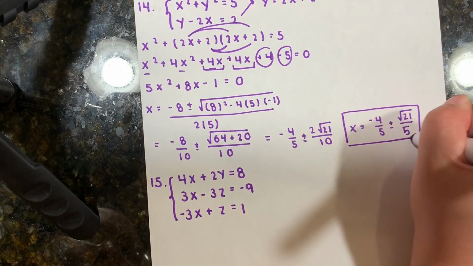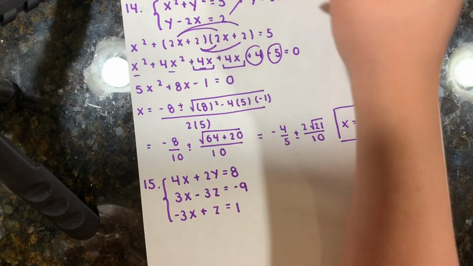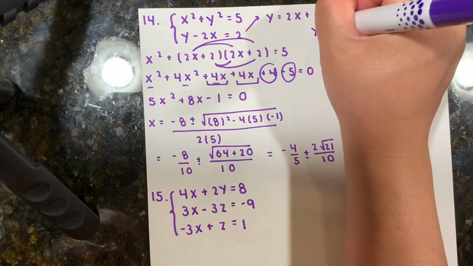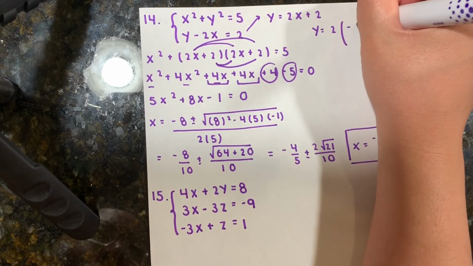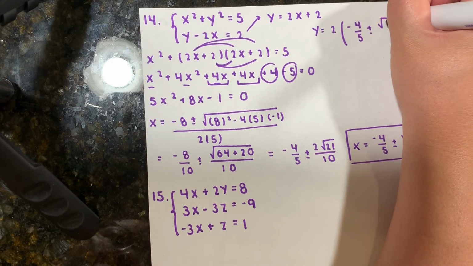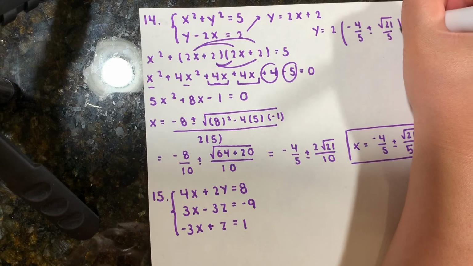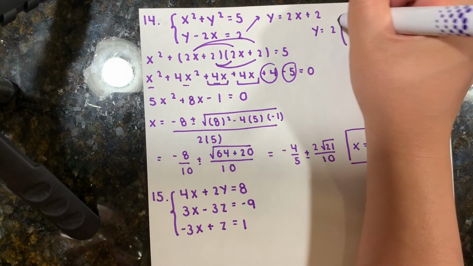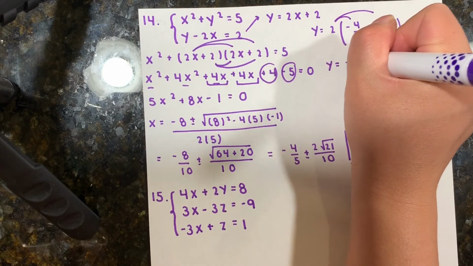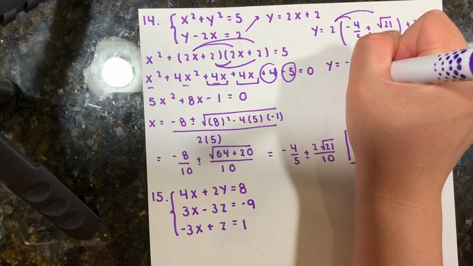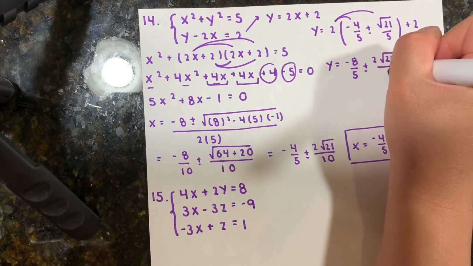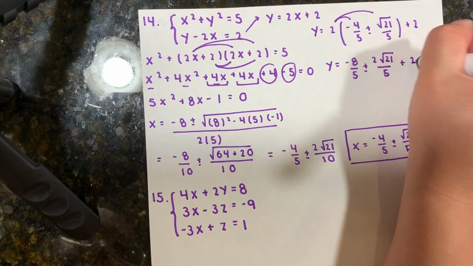Now what I need to do is solve for y. So I'm going to plug this whole thing in for x. So I have y is equal to 2 times negative 4 over 5 plus or minus the square root of 21 over 5, and then plus 2. If I distribute that 2, I get y is equal to negative 8 over 5 plus or minus 2 root 21 over 5, and then plus 2.